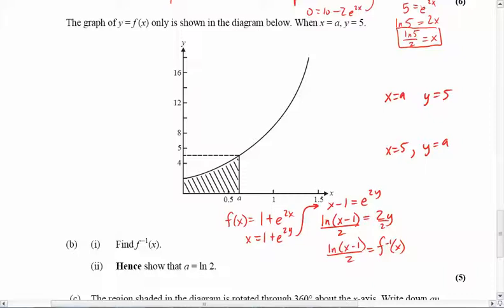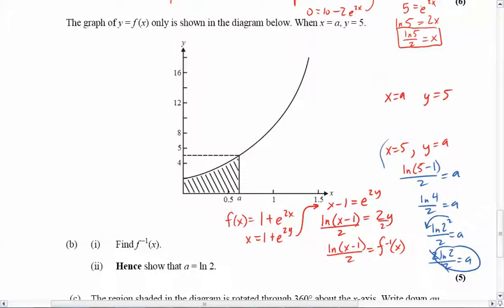And so I put 5 in for x, and we got natural log of 5 minus 1 over 2 equals f inverse, which is y. So that would then be a. And so now I'll do the natural log of 4 over 2 equals a. Natural log rules. This is natural log of 2 squared over 2 equals a. The 2 can go in front. So that's 2 natural log of 2 over 2 equals a. And the 2's cancel out, leaving me with the natural log of 2 equals a.